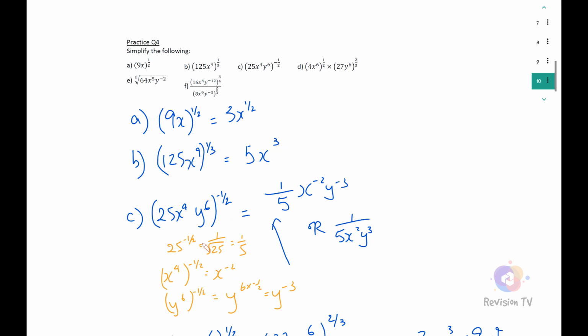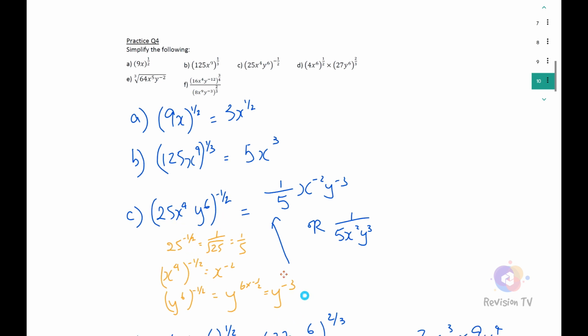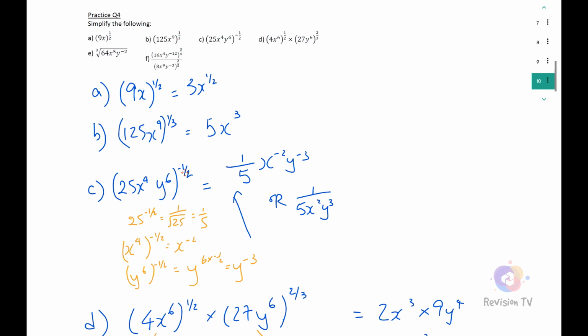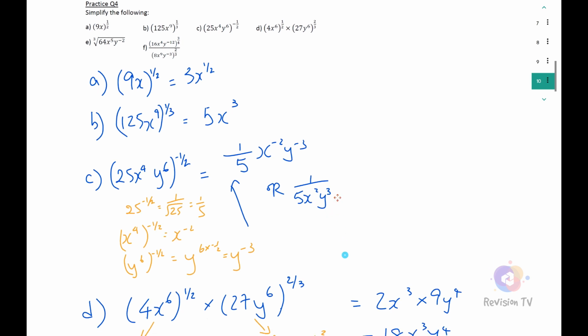Starting from C, I gave you a bit of a breakdown. What does term by term do? So if we look at here, 25 to the power of negative a half. Negative means you flip the fraction over, root 25. Square root of 25 is 5, so that's a fifth. X to the power of 4 times negative a half. 4 times negative half is negative 2, so hence negative 2 in the power. Same with y to the power of minus 3. If you don't want negatives, you can put it in the denominator.